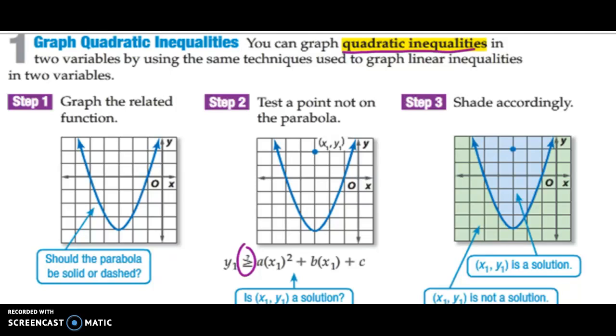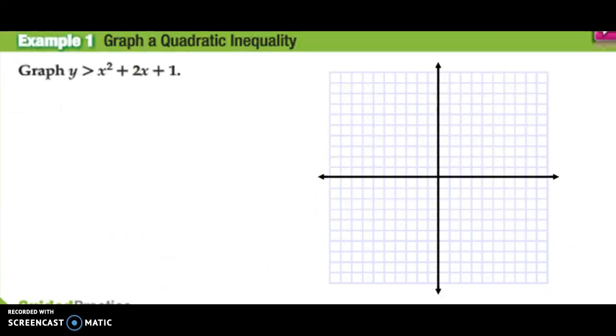And we pick some point, and we try that point. Remember, I like to see if 0, 0 is either inside or outside of the graph, and then I can plug that in and see if it works in my quadratic inequality. And so then we shade either inside or outside of that graph, depending on what happens. Okay? So let's take a look at one right here.